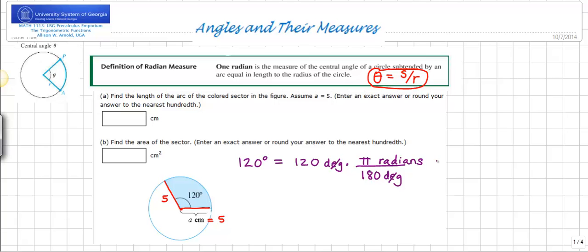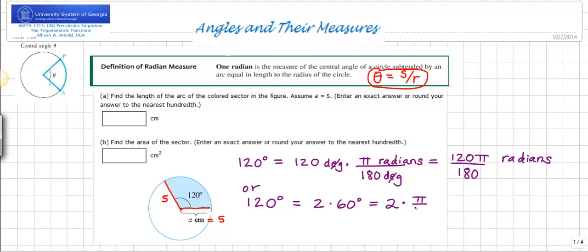Okay, this is one way to do it. So without simplification, we could say 120 degrees is 120 times pi divided by 180 radians. Another way you could approach it is from the table I noted in a previous video, that 120 degrees is twice 60 degrees, and at some point very soon it's going to be important that you recognize 60 degrees as pi over 3 radians. Okay, so you can notice that 120 pi over 180 radians would indeed reduce to 2 pi over 3 radians.